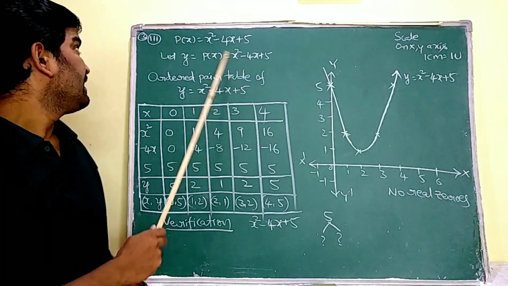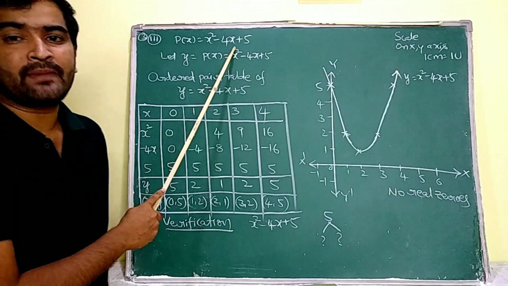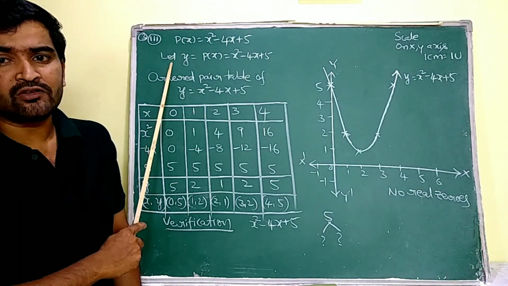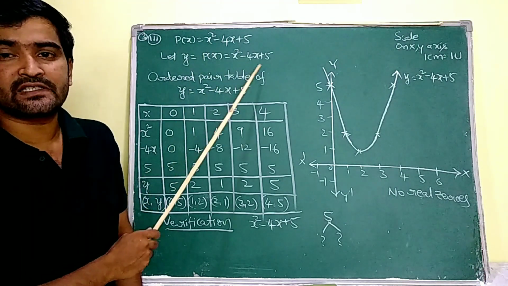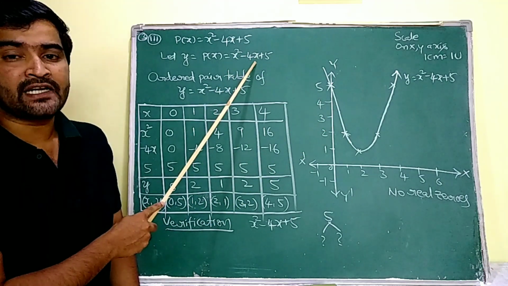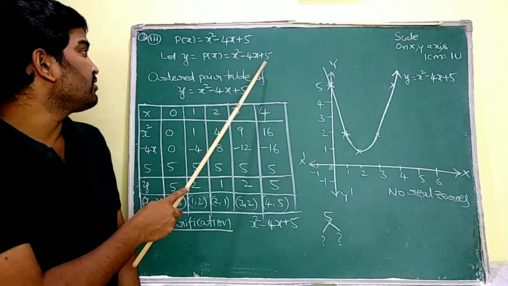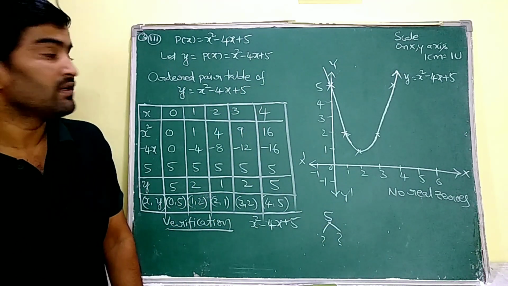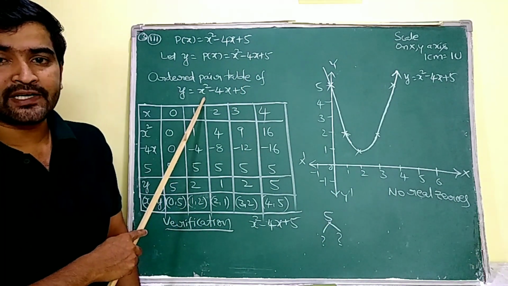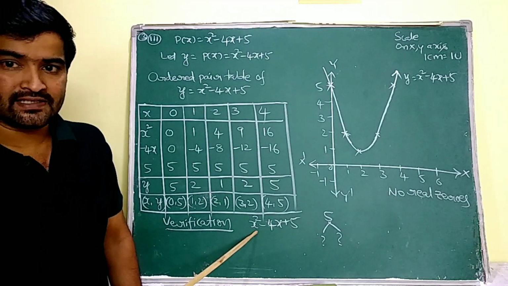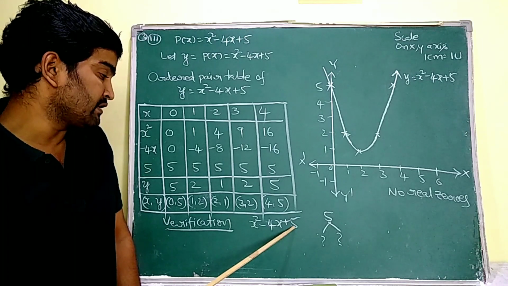See my third graph. P of x is equal to x square minus 4x plus 5 we gave. So, firstly we have to assume this as y is equal to P of x is equal to x square minus 4x plus 5. Now we have to write the ordered pair table of y is equal to x square minus 4x plus 5. So before going to write the ordered pair table, we have to do the verification. That means we have to factorize it.